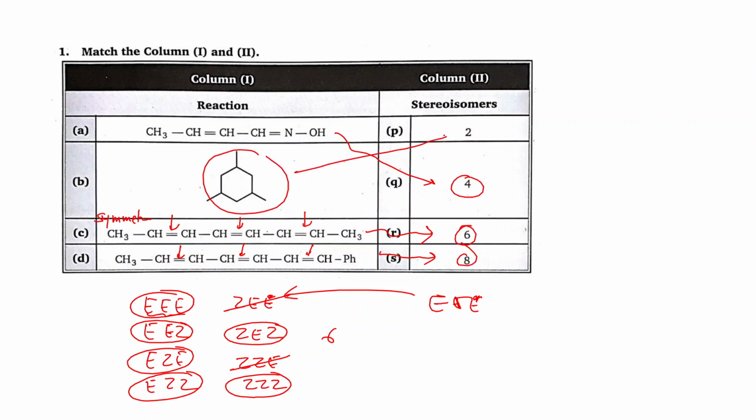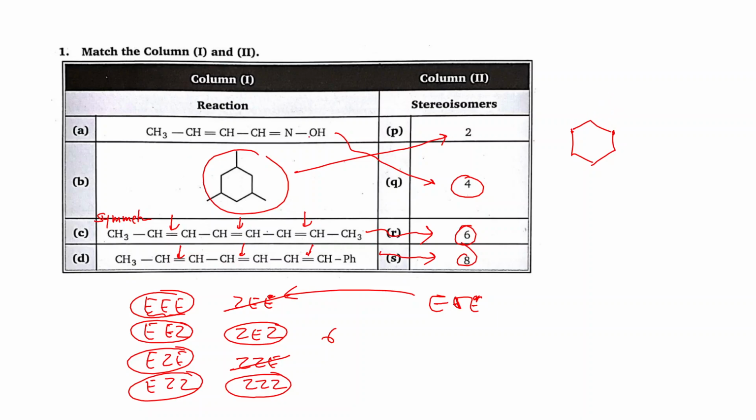This one they are saying 2. Why are they saying 2? Because you can think that this ring is planar for the purpose of counting the number of stereoisomers, but actually it could be in the chair form, and that wouldn't change these numbers. That's difficult to explain right here, but I will talk about it in some other video.